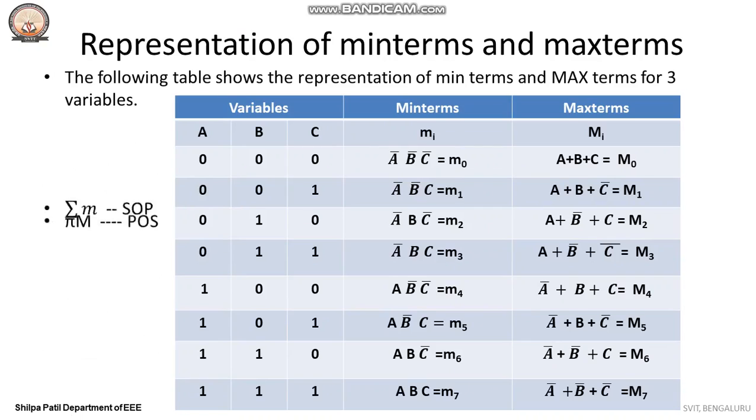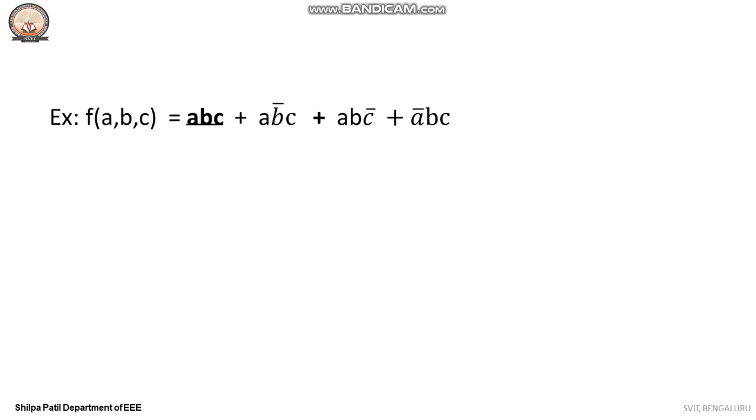In the shorthand notation, min terms we represent with a summation of m, whereas max terms we represent with a pi of M, right? In the previous problems, we just brought the given expression into a standard form. Now those expressions we need to represent in shorthand notation, that is, in canonical form. So how do we convert to canonical form?